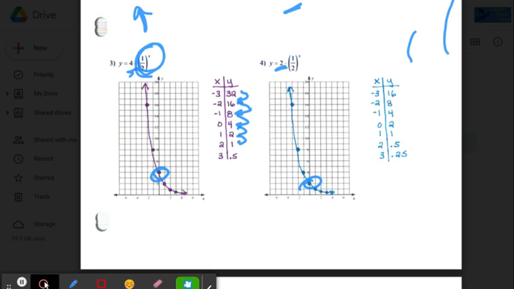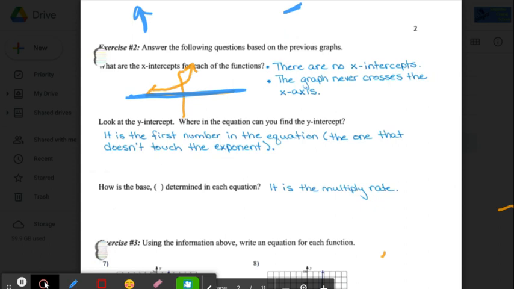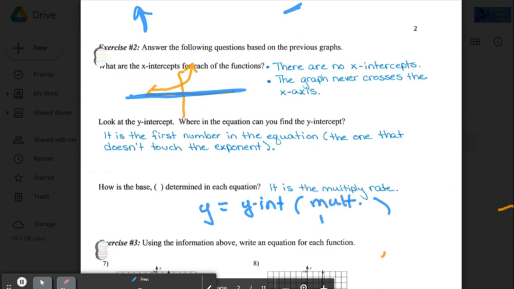So let me go back here. So that's what I wrote there. How is the base determined in each equation? It is the multiply rate. So when we write equations, it's going to look like this: y equals, and then your first thing is the y-intercept, and then in parentheses, it's the multiply rate. We're multiplying, we're never adding. Multiply rate, and then your exponent is an x.